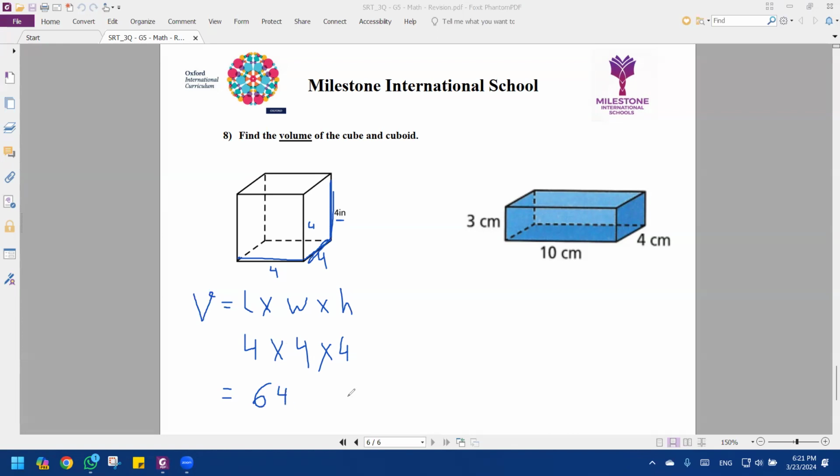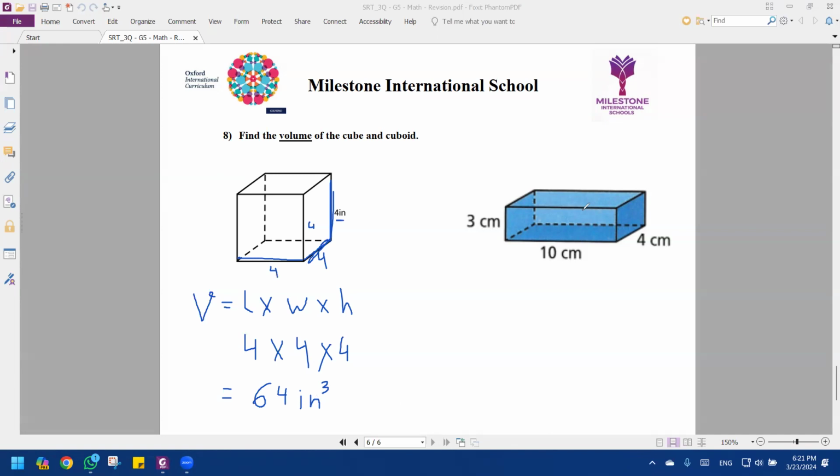64. Is it correct? No, because we have to write the unit. Here it says 4 inches, so 64 inches, but I'm finding the volume. I'm multiplying inch by inch by inch. It's 64 inches cubed. I must add that 3, which is to the power of 3 inches cubed.